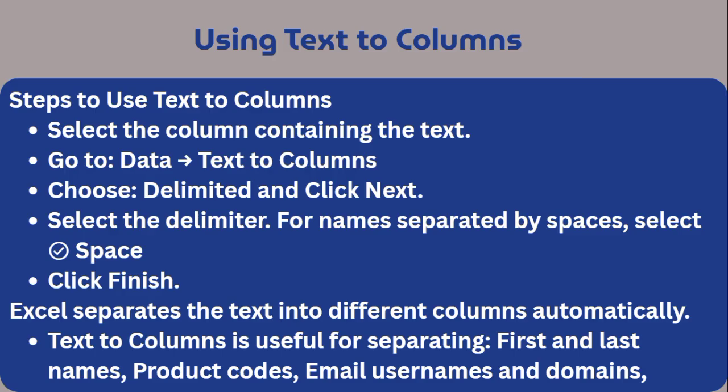So when you do that, you select the delimiter for names separated by spaces. You select what? Space. When maybe the person's name is John Smith, in between the John and Smith, what you have in there is a space. So if you want to get those two values, then you select space. That's the delimiter you are using now. Then you click finish. Once you click finish, Excel separates the text into different columns automatically. So text to columns is useful for separating first and last names, product codes, email usernames, and domains.